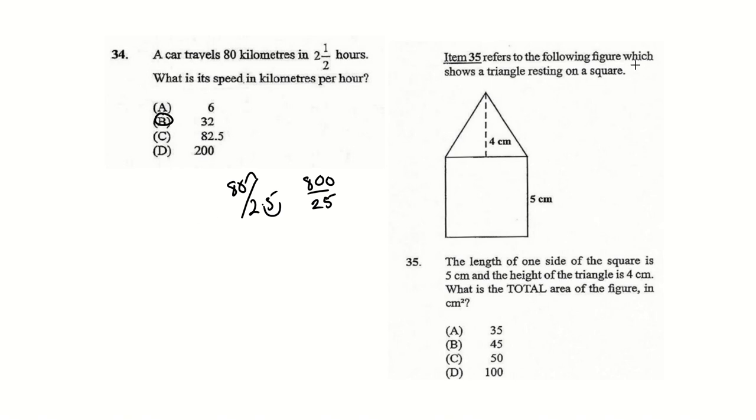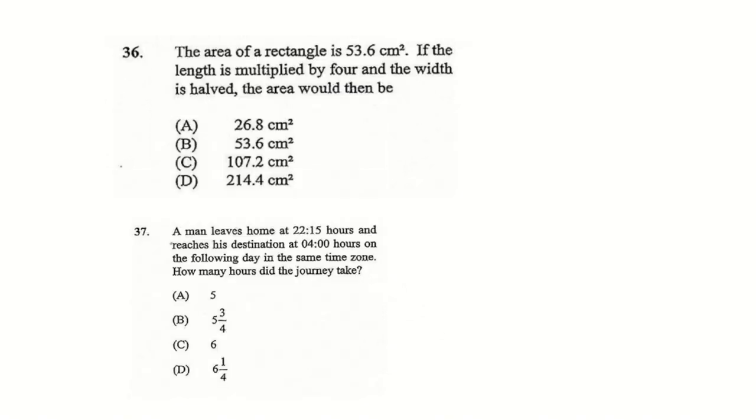Item 35 refers to the figure which shows a triangle, right? They want to know the total. This is 25 and this is 4 by 5 over 2. 5 fours are 20 over 2. This is 10. So 10 and 25 is 35. That was a repeated question, right?